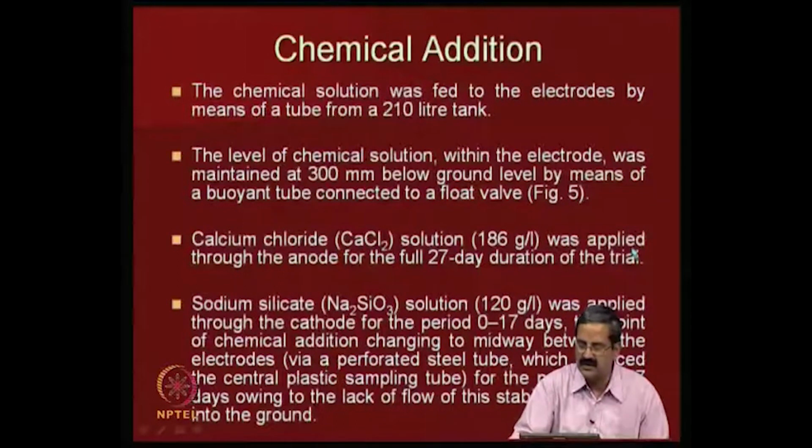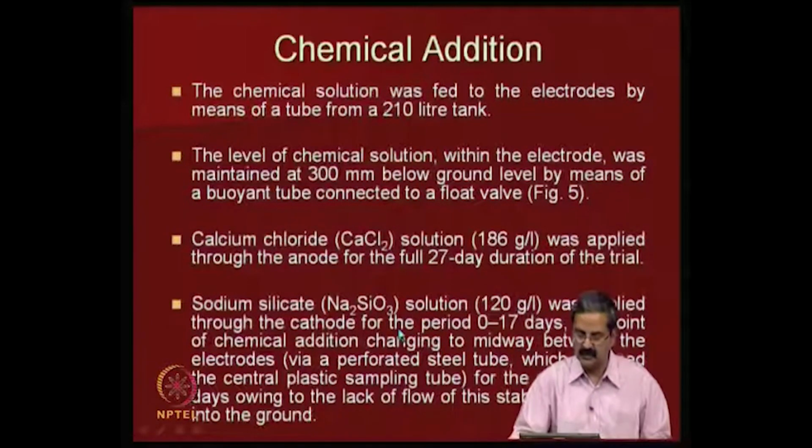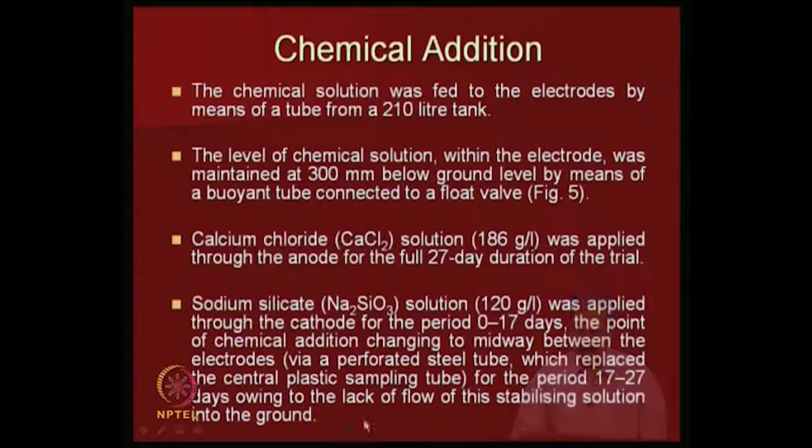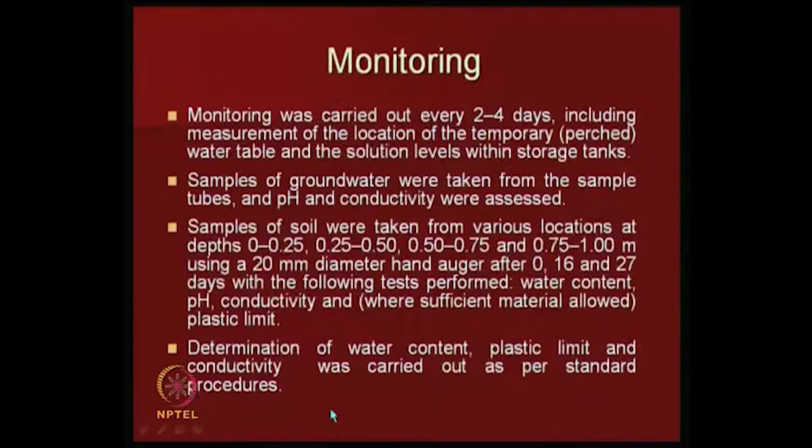Calcium chloride solution was applied to the anode for the full 27 day duration of the trial. Sodium silicate solution was also applied to the cathode. You can see that calcium chloride was at the anode. Then sodium silicate solution was applied at the cathode for a period of 17 days. The point of chemical addition changed to midway between the electrodes. This is one thing. Anyhow, you will see some results.